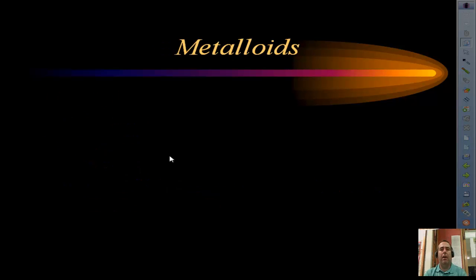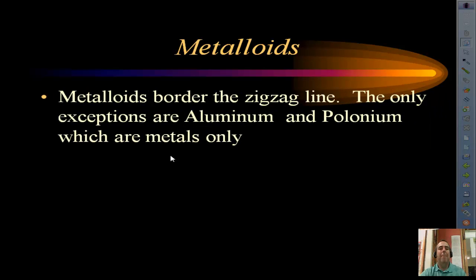The third and final category of elements is going to be metalloids. We have metals, we have nonmetals, and now we have metalloids. Metalloids are the ones that border the zigzag line. The only exceptions are aluminum and polonium, and these have all metal characteristics.